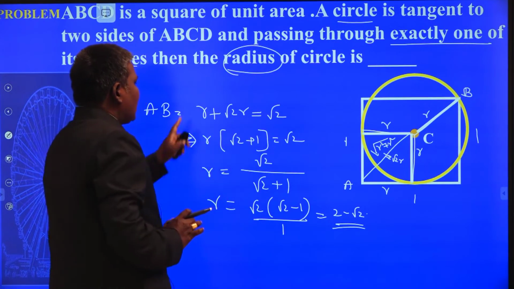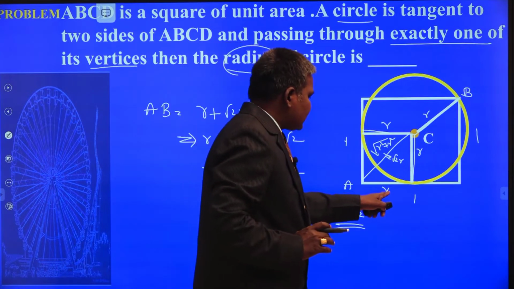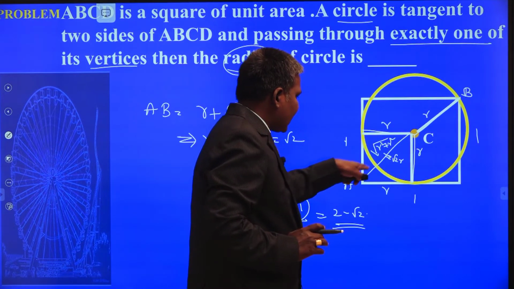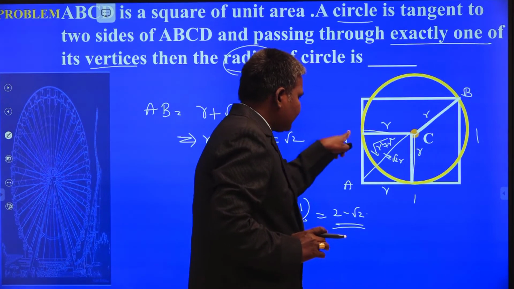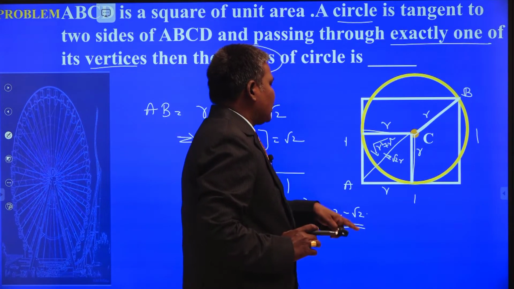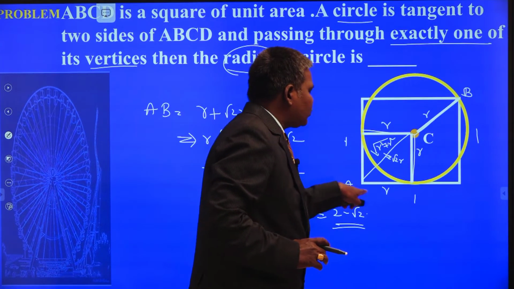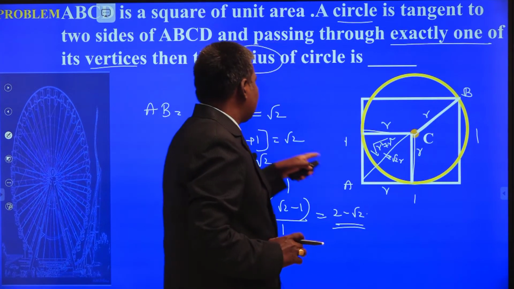This is AB: r plus root 2r. How to obtain root 2r? I repeat once again. This is r. This is also r. This is the diagonal for this small square. So that is root of r squared plus r squared, that is equal to root 2r. Again this is r units. r plus root 2r, that is equivalent to what? r times (square root of 1 plus 1), that is root 2.